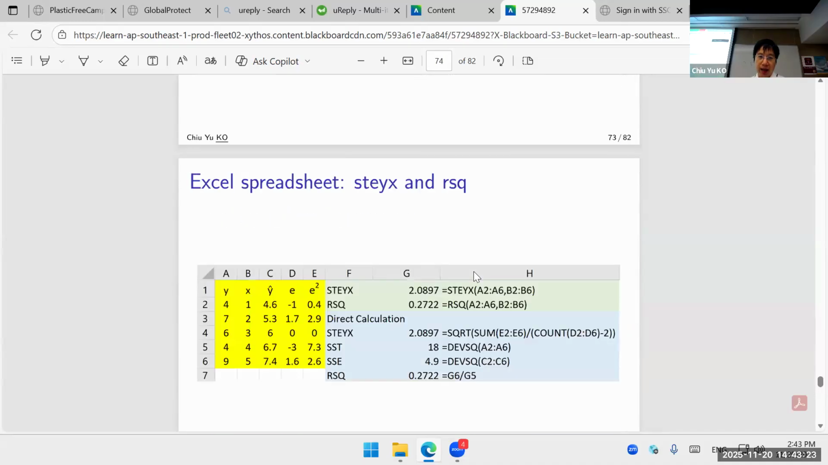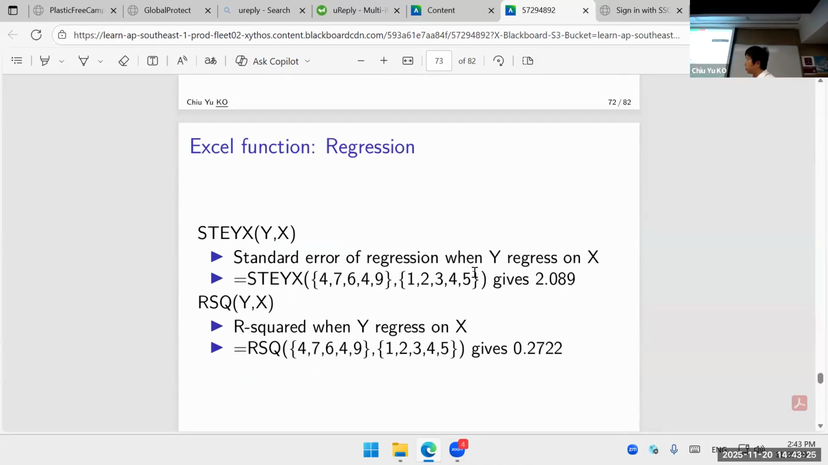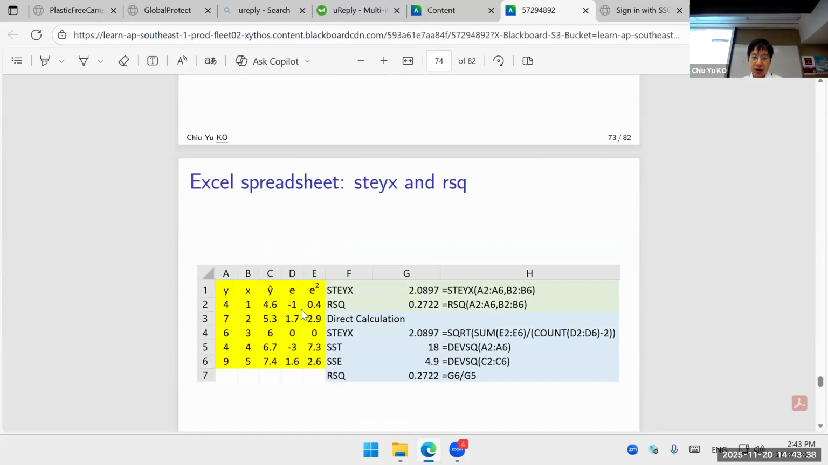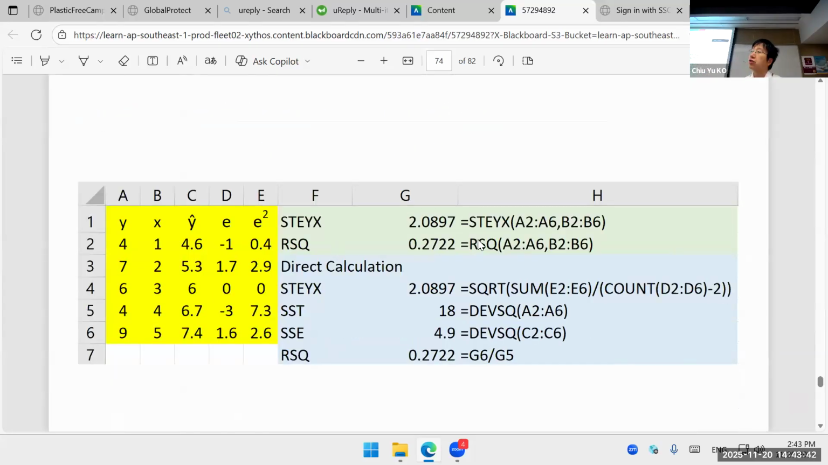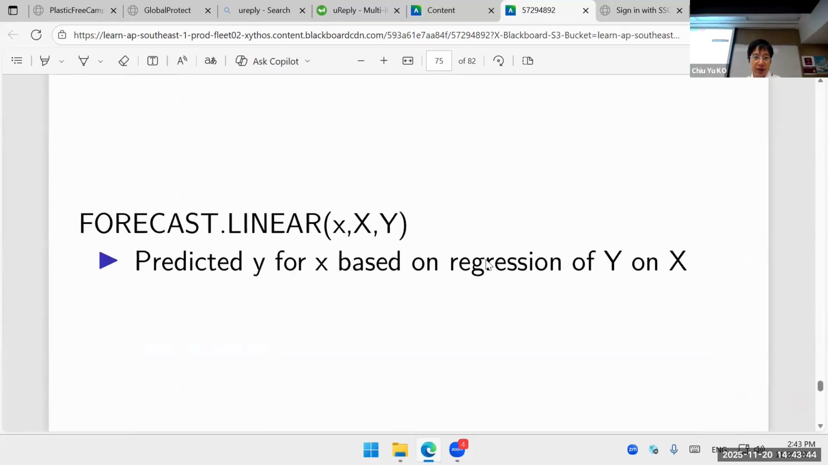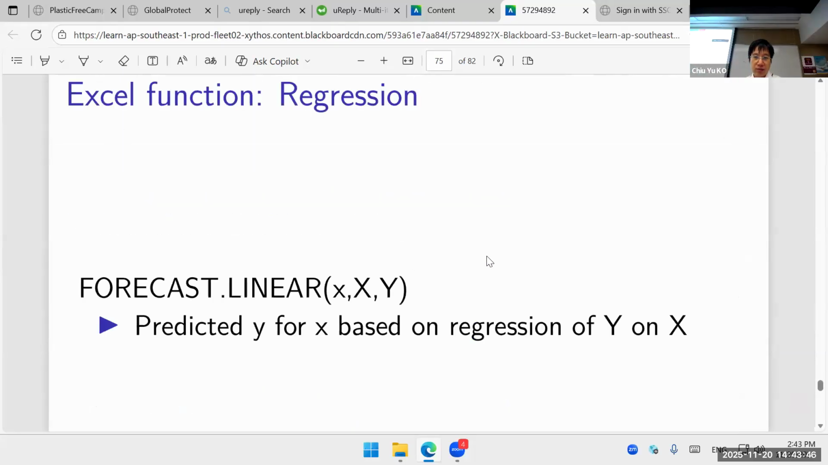Okay. And one function we didn't talk about is RSQ, R squared. Okay. So you just give a number, and it will give you 0.0722, right? So this is the data. You get this RSQ, R squared. Something we didn't talk about.